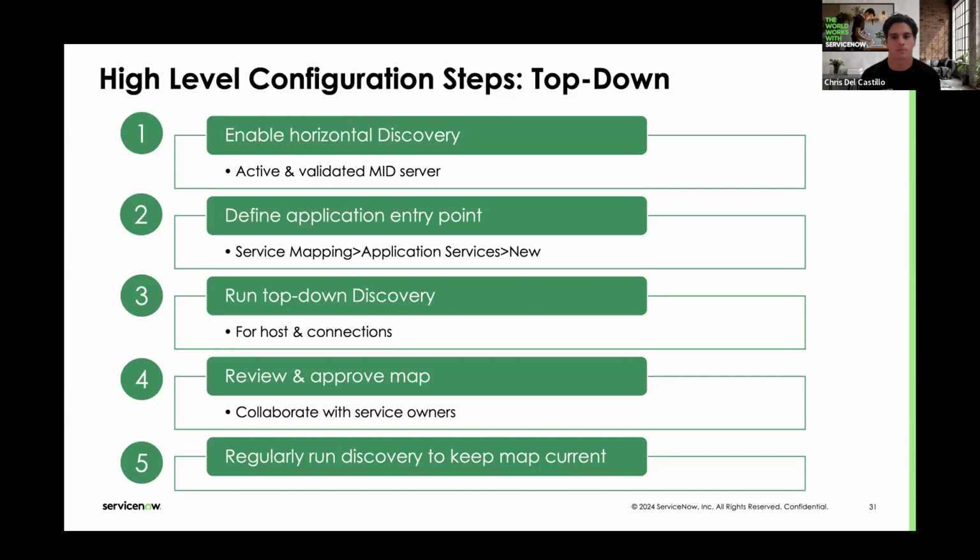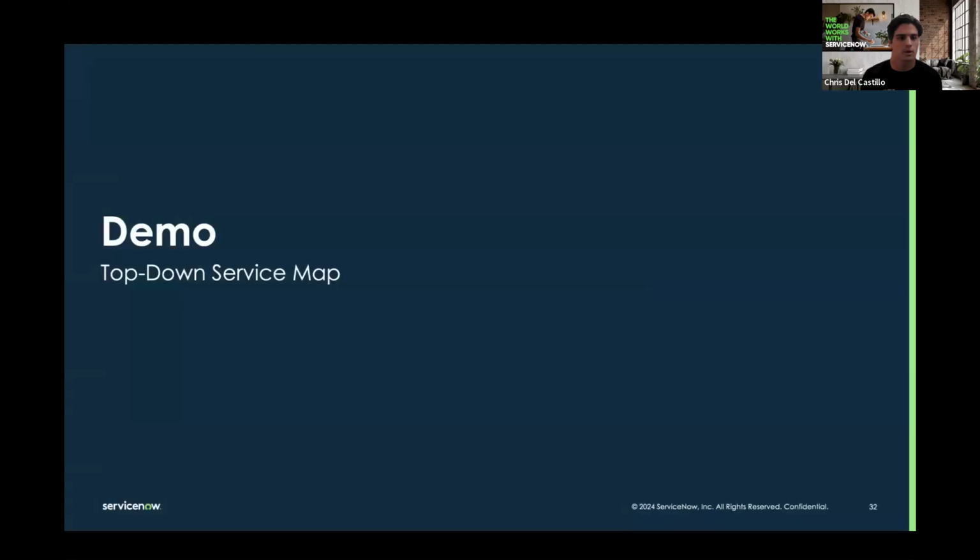And finally, the most important step is keeping our maps up to date. It's crucial to regularly run your discovery to keep those service maps current. By doing so, this will ensure that we always have an accurate representation of the current state of our system's architecture. So to showcase what this top-down methodology of service mapping looks like, I'll move into my instance so we can see it in action.